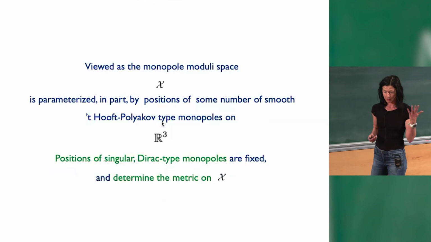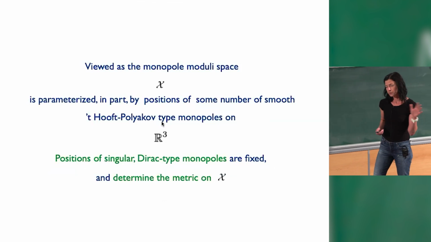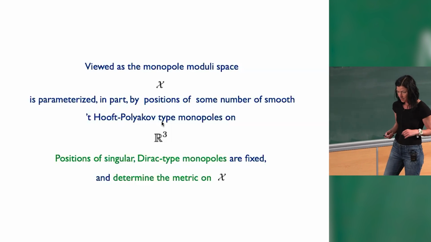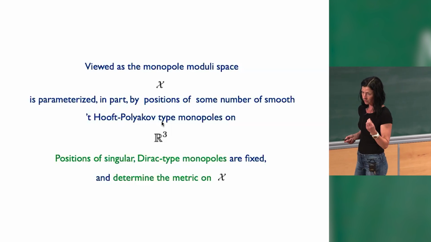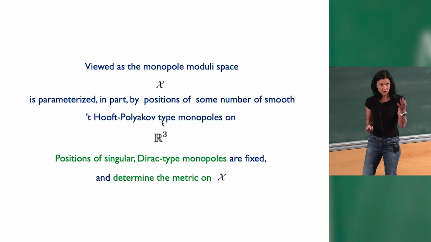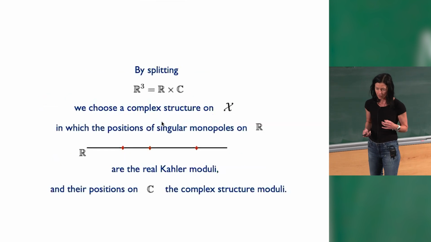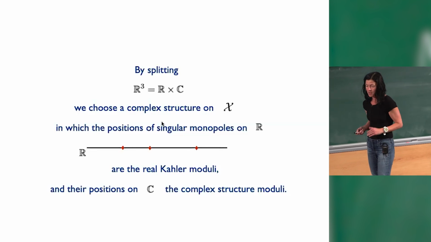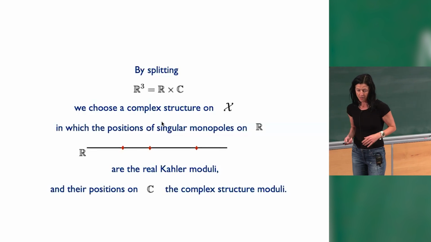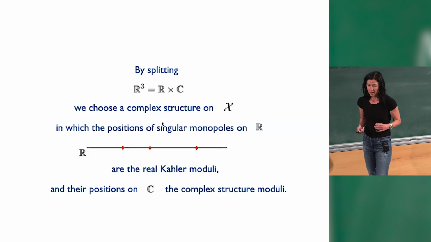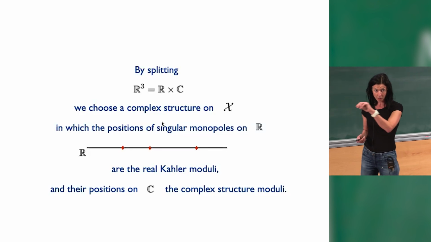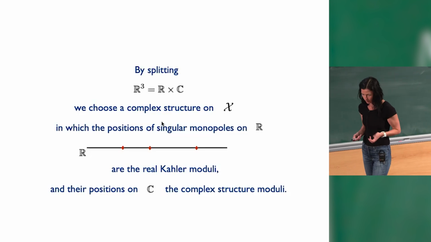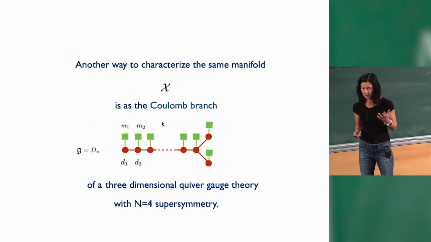If you view X as a moduli space of monopoles, then it's parameterized in part by positions of smooth monopoles on R3, and positions of singular or Dirac monopoles are kept fixed, and they'll determine the metric. So you're studying monopoles on R3. By splitting R3 as R times C, you pick a complex structure in which the positions of singular monopoles on R are the real Kähler moduli, and then positions on C are complex structure moduli.